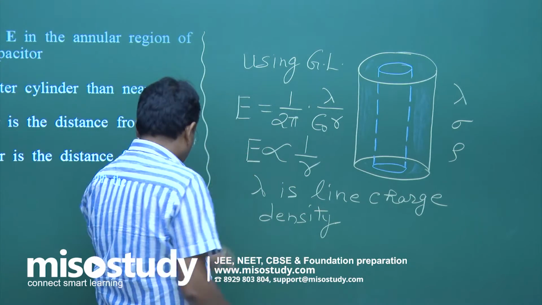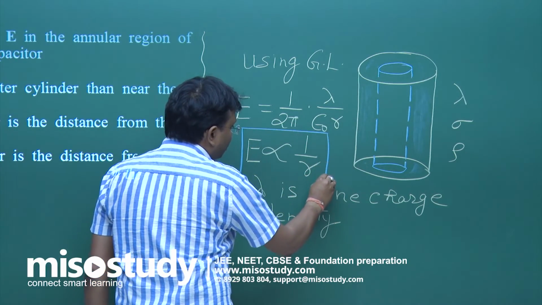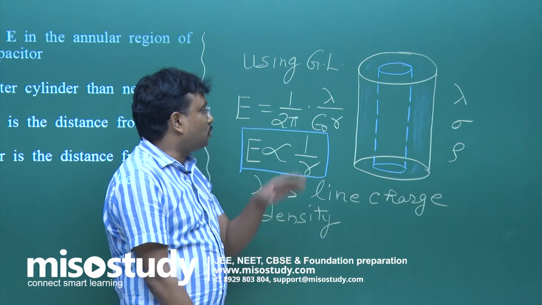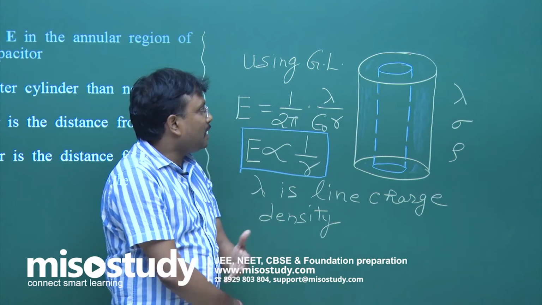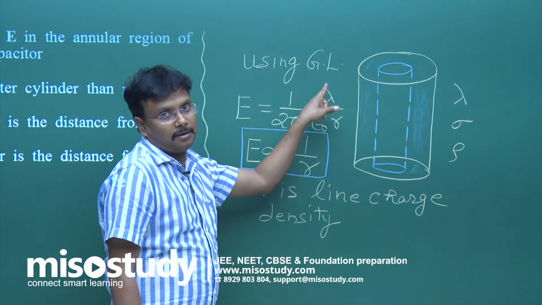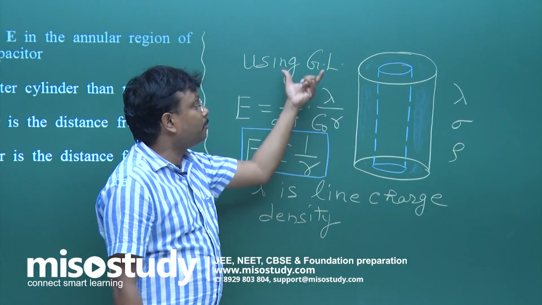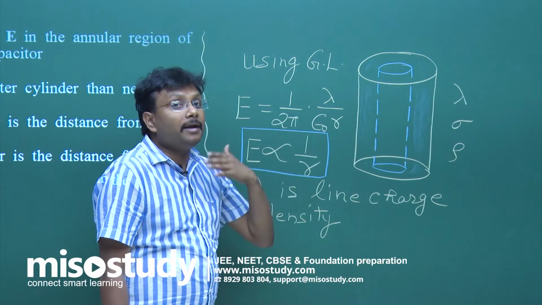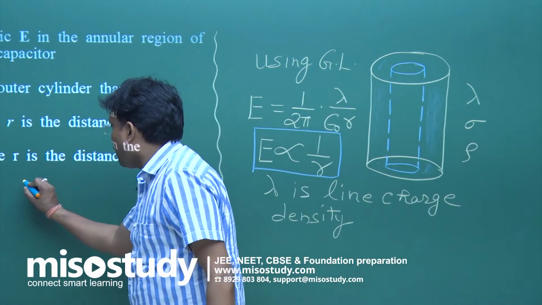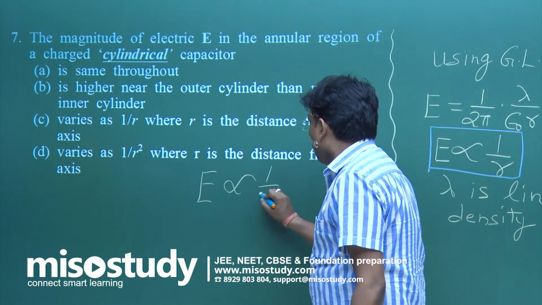Now let's start analyzing the options using this relation. Fine. If any one of you is interested to achieve this result, my best wishes are with you. Start using Gauss's law. You can do that, you should do that. Whether you are learning this derivation or not is not important. Important is you will learn an application of this Gauss's law. Okay. So from here the relation we have is E is directly proportional to 1 upon R.